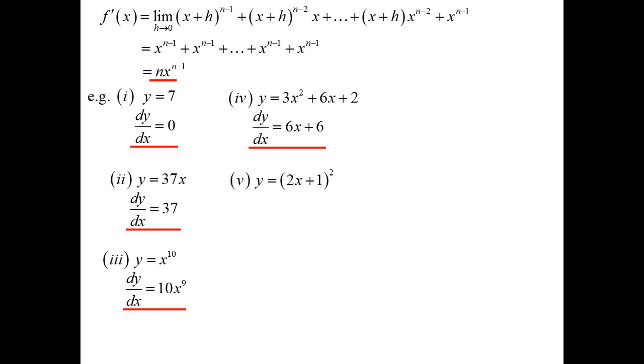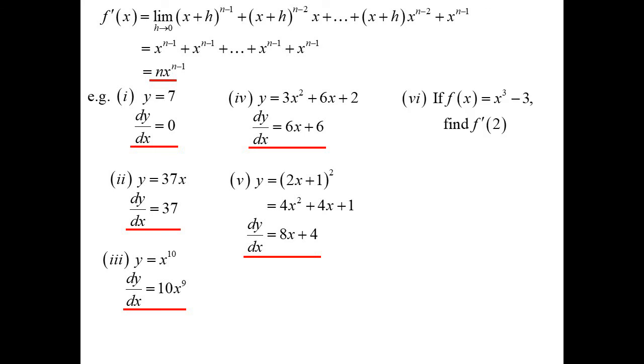Now, at this stage, we will see a rule later on, but at this stage, I can't do this. I'm going to have to expand it out first. So it's 4x squared plus 4x plus 1. So when I differentiate that, 8x plus 4.